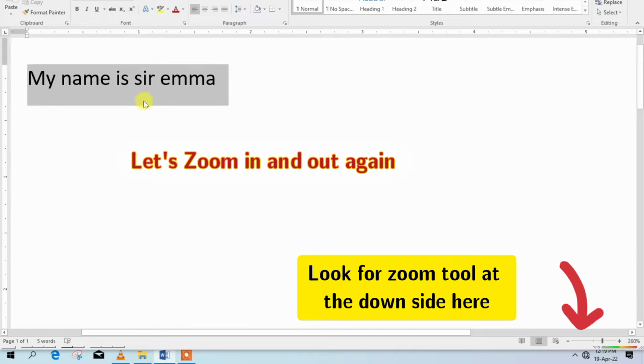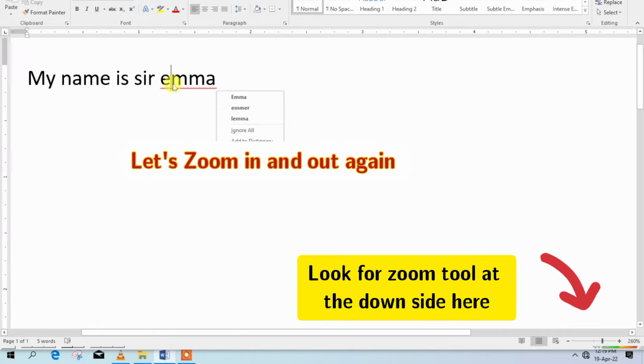Okay, let's try the process again by zooming in and out using the plus and the minus sign.